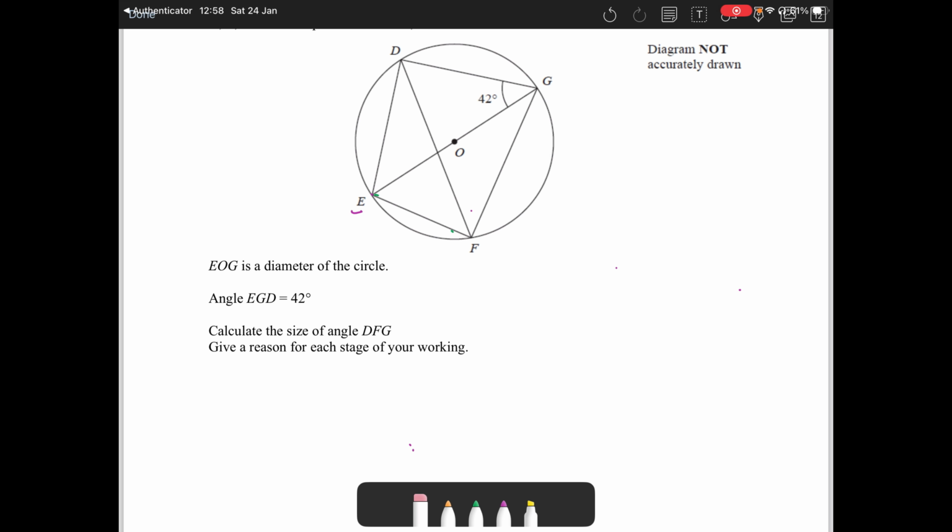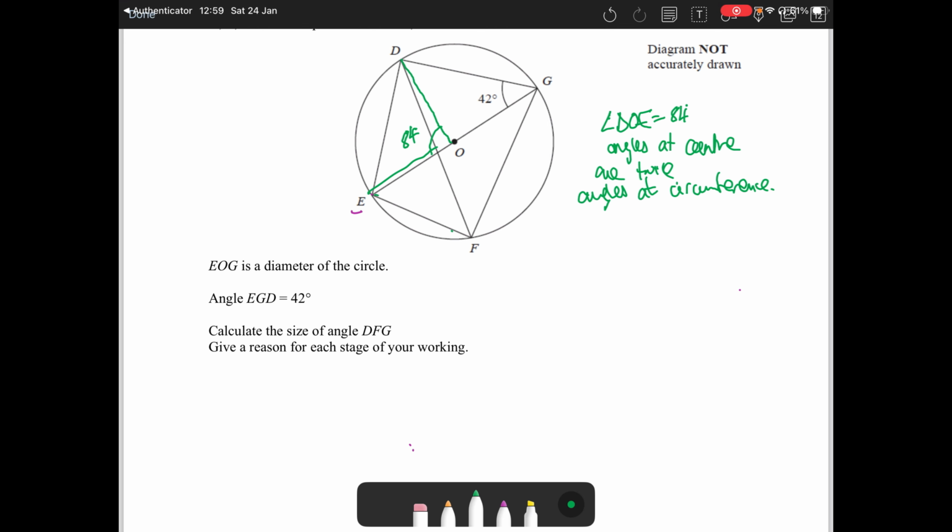Okay, yeah. So what they did here is they drew an extra line, and this can be really, really useful sometimes. So here's how they did it. You can draw the extra line OD in if you want, and you can work out that angle there, which is 84. So we're going to say angle DOE is 84 degrees, and the reason behind that is angles at the center are twice angles at circumference.